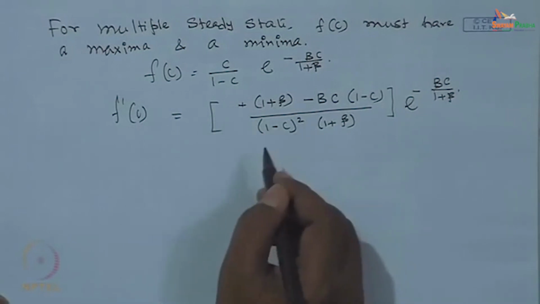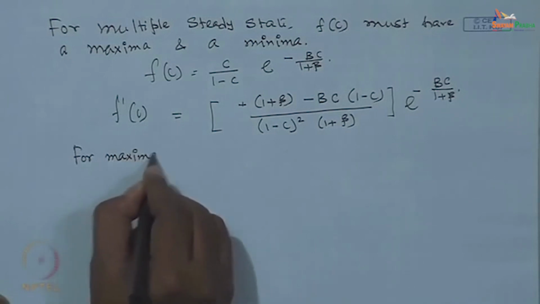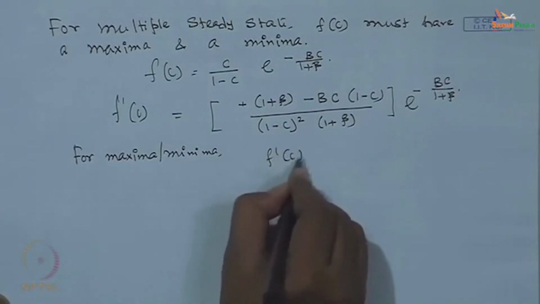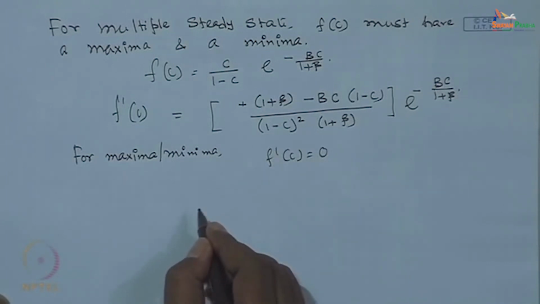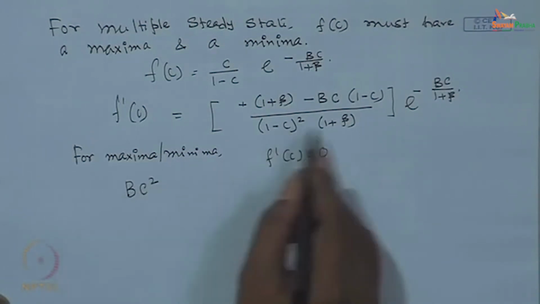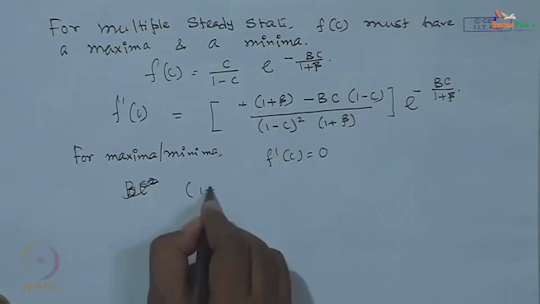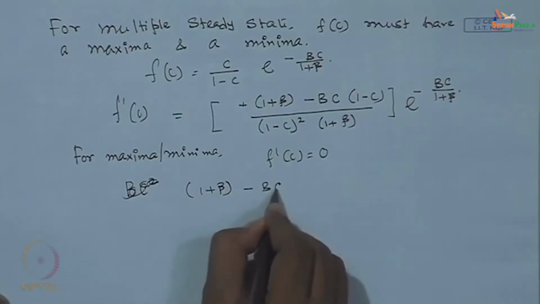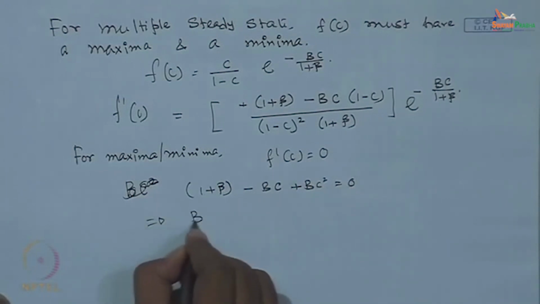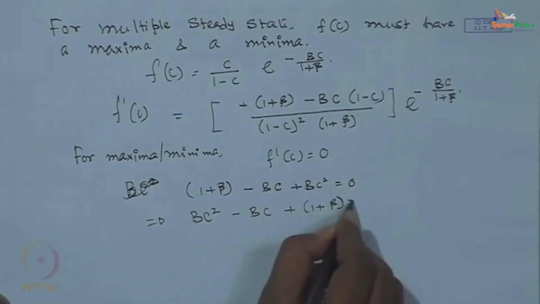I am just writing the final expression. So, for maxima or minima, f prime c will be equal to 0. The numerator will be equal to 0, so it will be 1 plus beta minus b c plus b c square is equal to 0. So you will be having the condition b c square minus b c plus 1 plus beta is equal to 0.